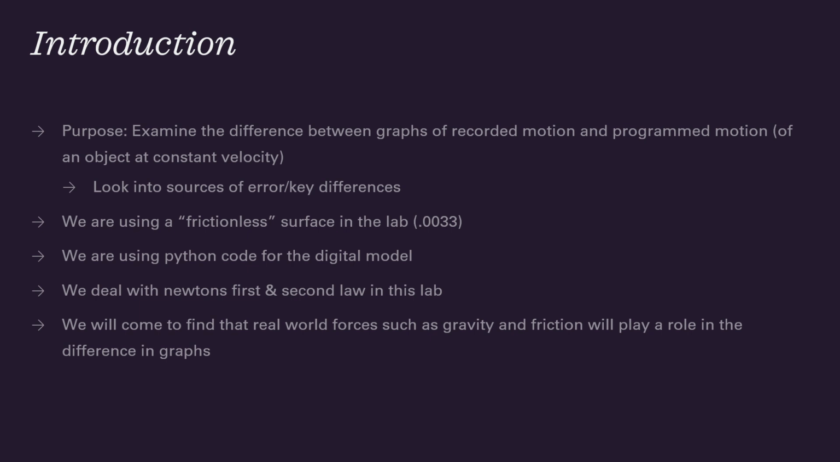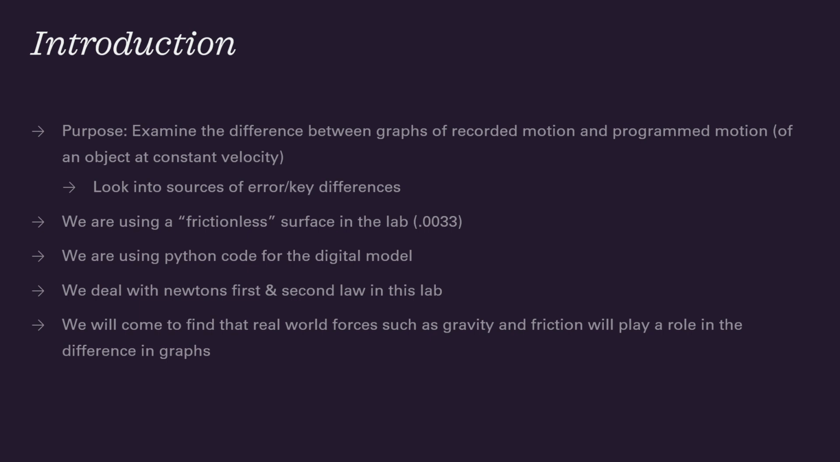And what we're going to do is look at the key differences of the two graphs, the real world versus the programmed, and look into sources of error where the two graphs might differ from each other. So we are using a frictionless surface in this lab, but I put the quotes around it because the air track, while it does simulate a frictionless surface, does have a coefficient of friction of about 0.0033. So that force will still be present, so we'll have to take that into account.